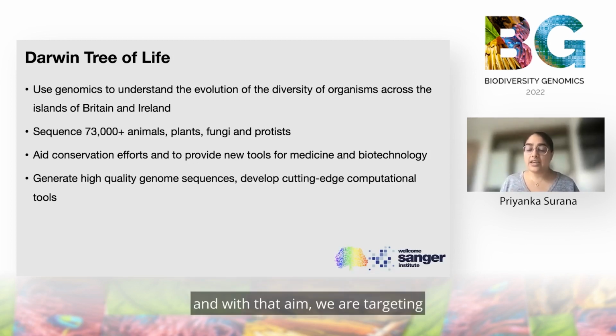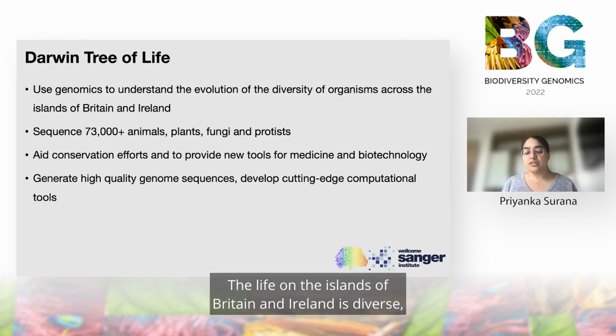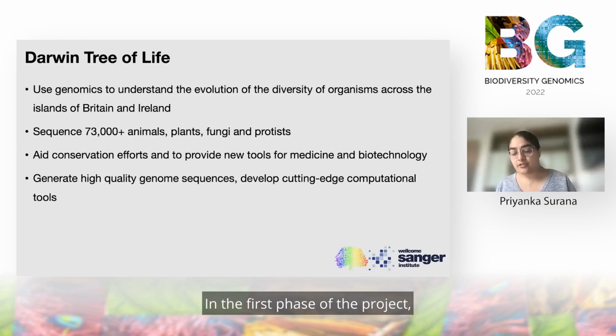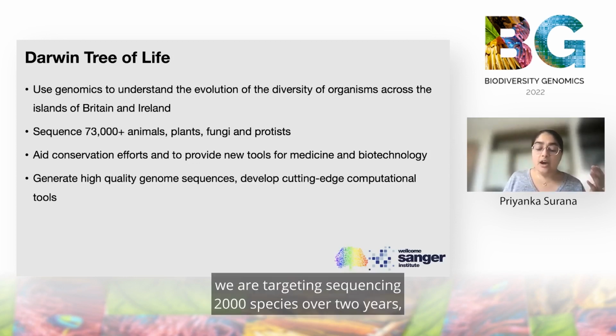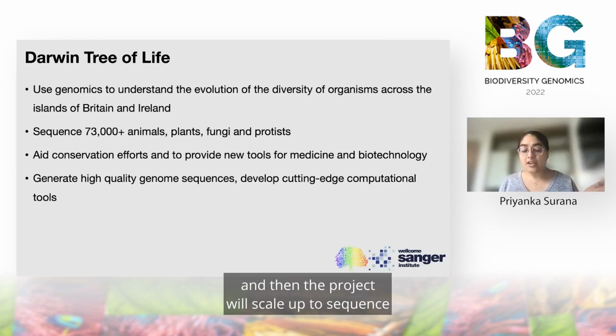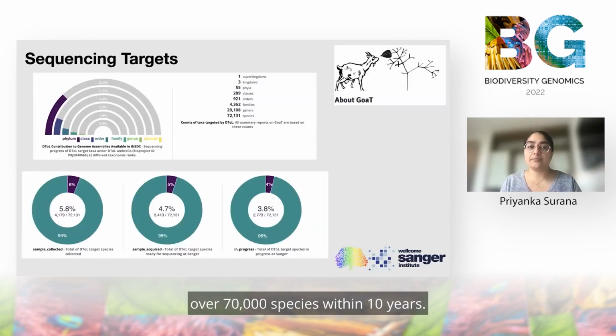And with that aim, we are targeting over 70,000 different sequences across animals, plants, fungi, and protists. The life on the islands of Britain is diverse and contains members of over 40% of organism families. In the first phase of the project, we are targeting sequencing 2,000 species over 2 years, and then the project will scale up to sequence over 70,000 species within 10 years.